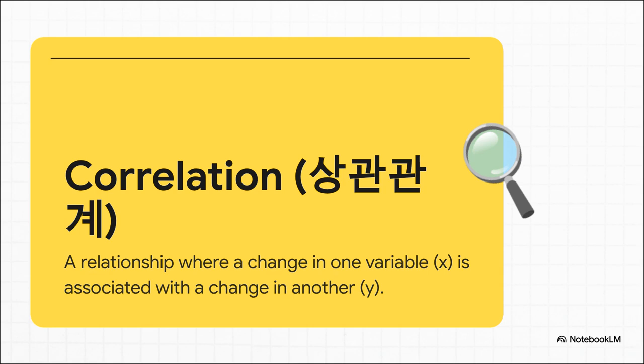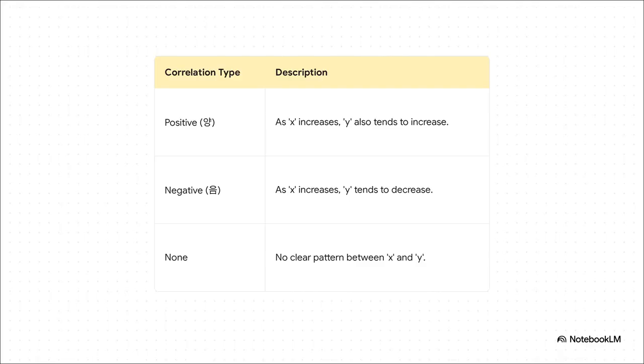We're basically looking for patterns between two different things. We want to know if one thing changes, does another thing tend to change with it in a predictable way? It's all about finding the hidden connections in the world. So there are three basic types of correlation you'll run into. Positive correlation is when one thing goes up, the other tends to go up too. Negative is the opposite. One goes up, the other goes down. And sometimes, you know what? There's just no relationship at all.